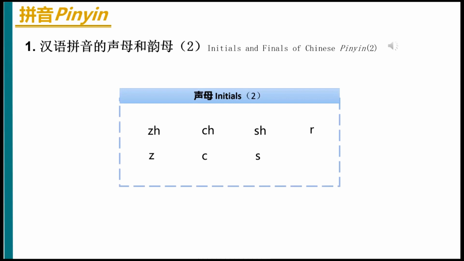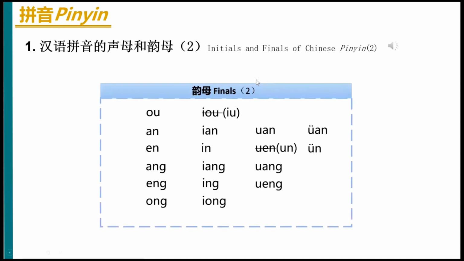Zhi, chi, shi, yu, zi, ci, si. And then 韵母. 韵母2. Finals 2.